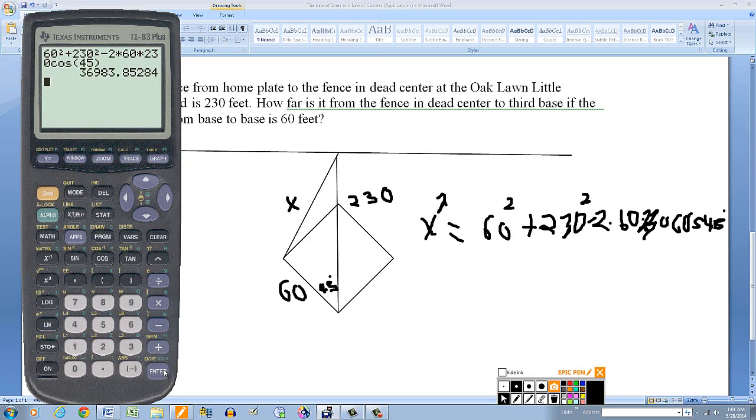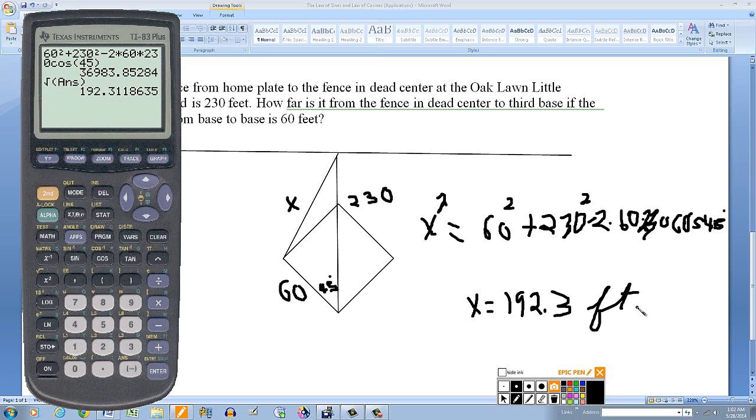Hit enter. Okay, so that gives us x squared. Now we want the square root of that number to get x. So I'll hit second and then square root of the previous answer, so I go second answer, and hit enter. And I get that x is equal to 192.3. And this is feet.